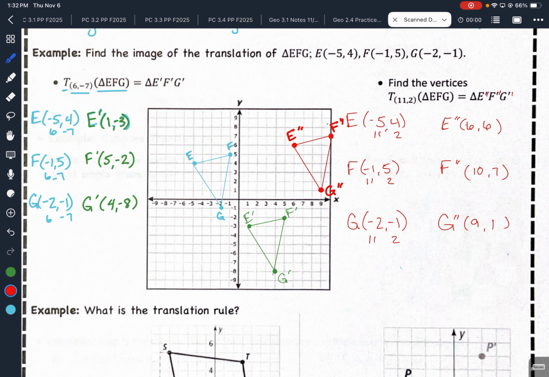Okay, so in your assignment, it's not going to ask you to graph. It's going to say, what are the coordinates? What we wrote here, right? So that's what they're asking you for. So now on this next one, we have to write the rule. We have to come up with this rule.